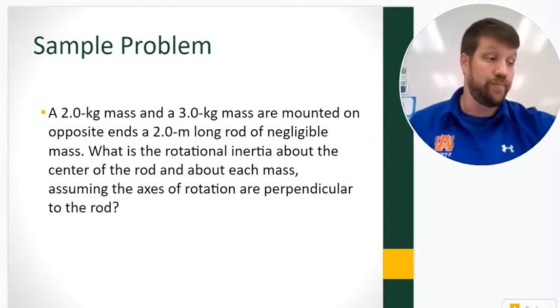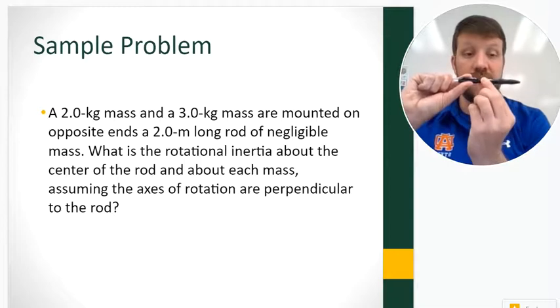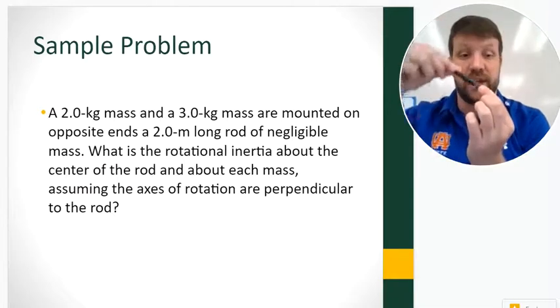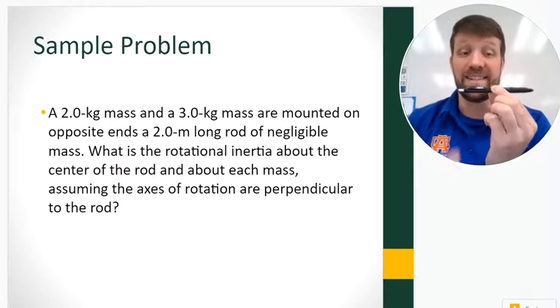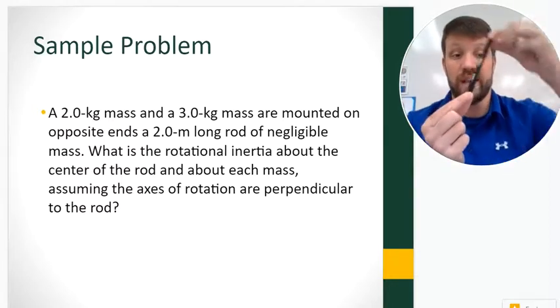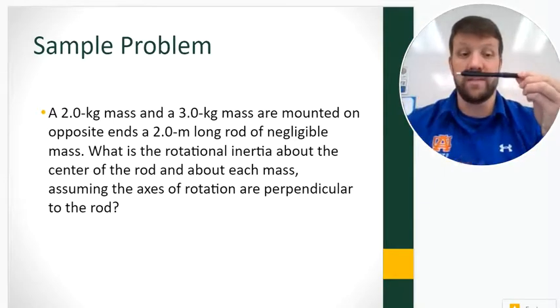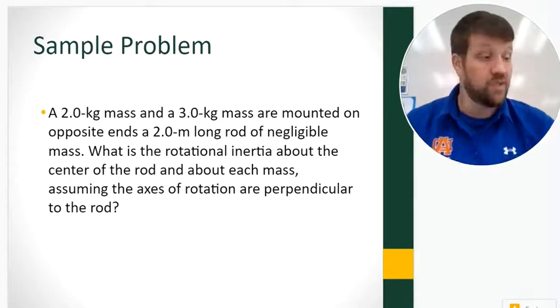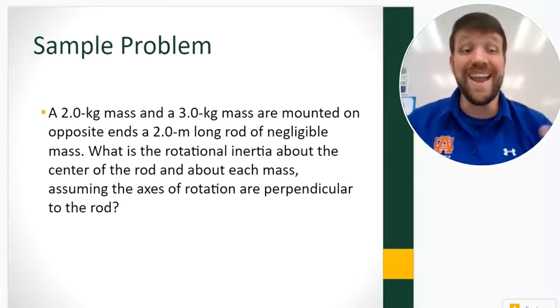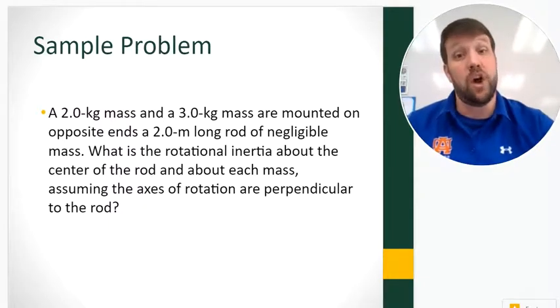So if this was my rod, the first one I'm asking for is if it rotates about the center, like this. The next one is about each mass as they're on the ends. So this one would be rotating like this. And then the other one would be as if it rotated like this. So we're going to look at those 3 different examples and how that inertia changes for each, because the masses are different on each end.